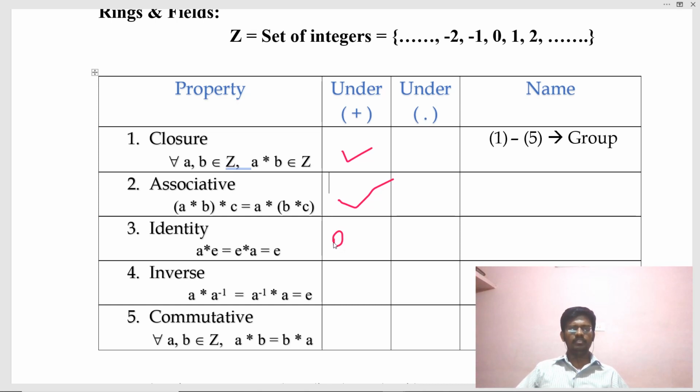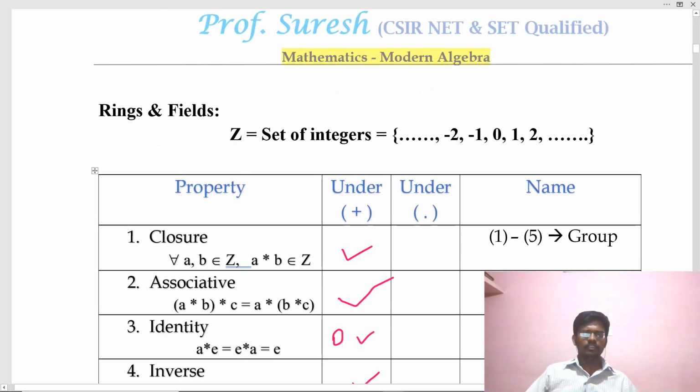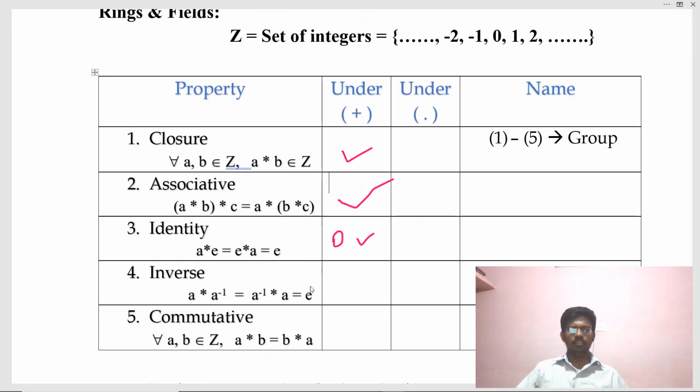The identity element is 0 here, because identity means dummy. If you add 0 to any number a, it will give you the same number a. So a plus 0 equal to 0 plus a equal to a. So this condition is also satisfied. And inverse, what about inverse? If you take the number 5, what is 5 plus minus 5? That will be this identity. So for every element a, minus a is the inverse. So this property is also satisfied.